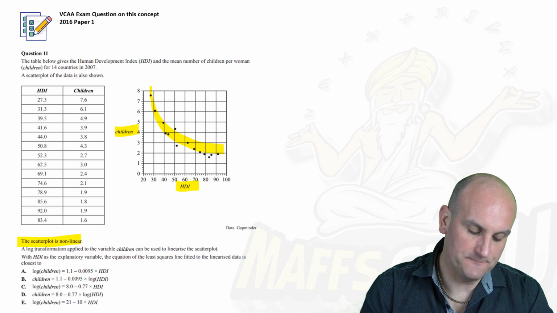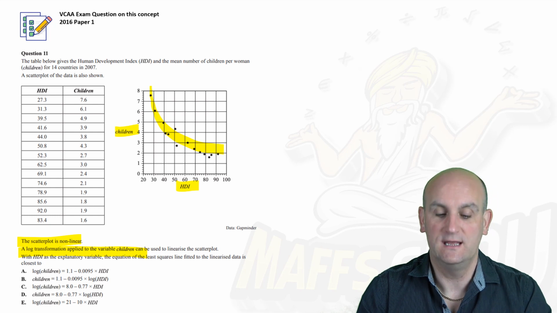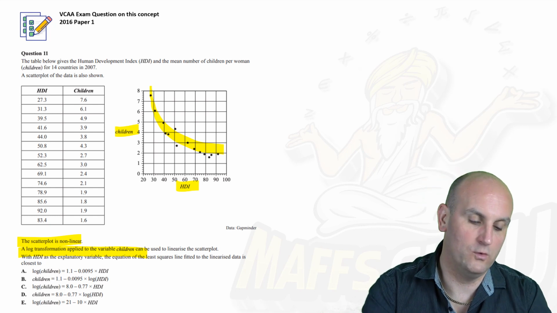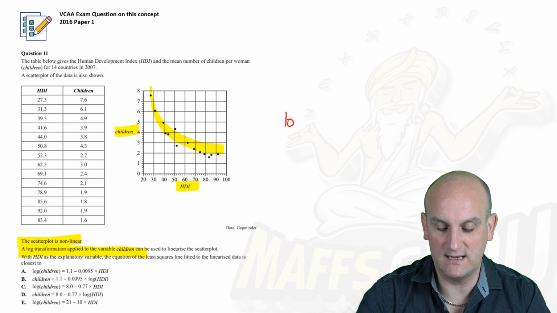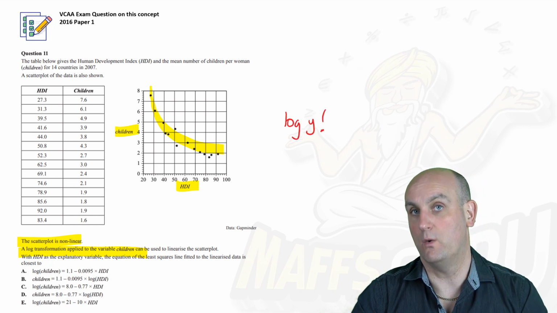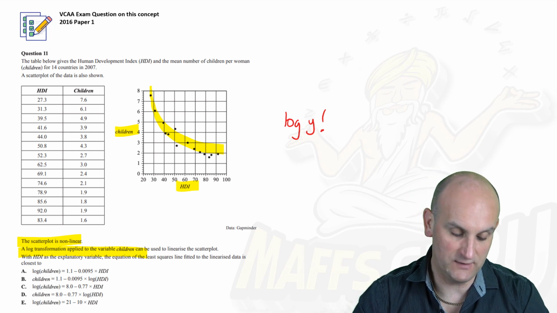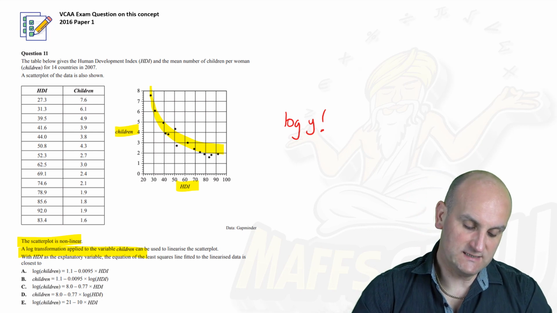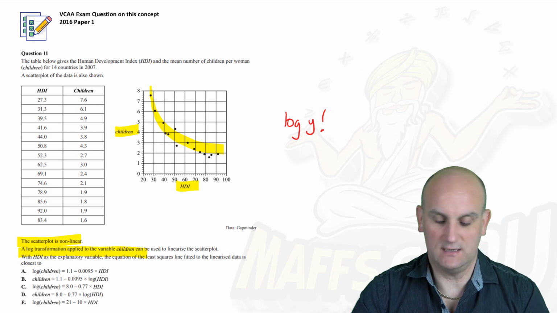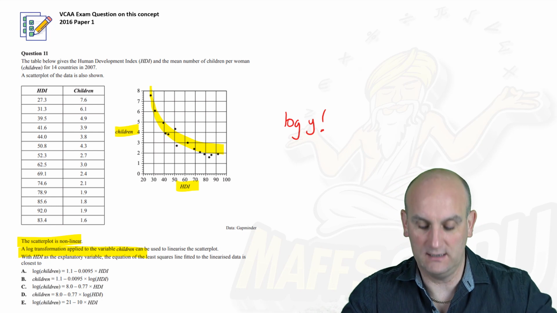It says it's nonlinear, and it says a log transformation is applied to the variable children. Oh, now this is a little bit outside this one because I did the log X transform, but now they're asking you to do a log Y transform. It's no different, ladies and gentlemen. I promise you it is no different from what you've got. With HDI as the explanatory variable, the equation of the least squares line fitted to the linearized data is, well, let's put the data in my calculator.